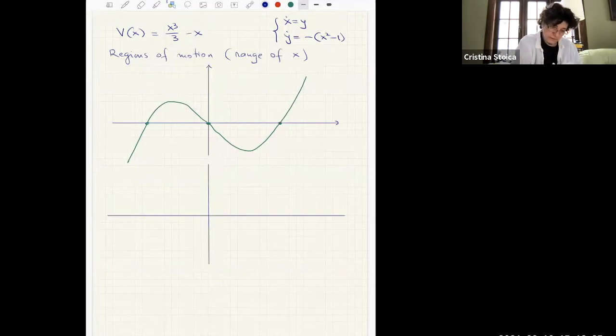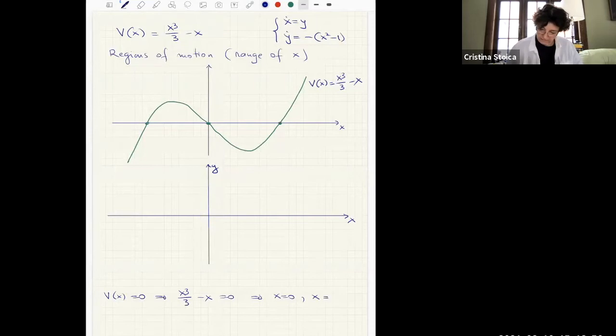So this is x, x, y. This is v of x. Then when v of x is 0, we get x cubed over 3 minus x is 0. So we end up with x equals 0, and x is plus minus root of 3, I think. Yeah. So these guys here, this is minus root 3, and this is root 3, and this is the 0.